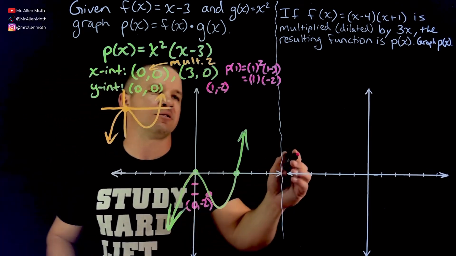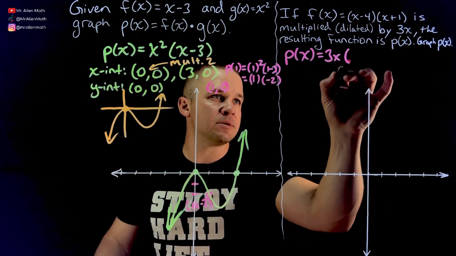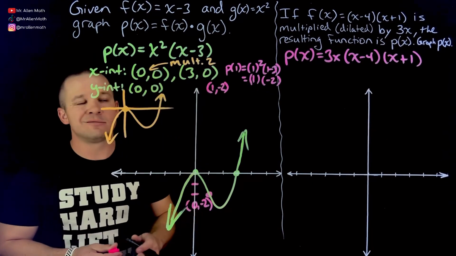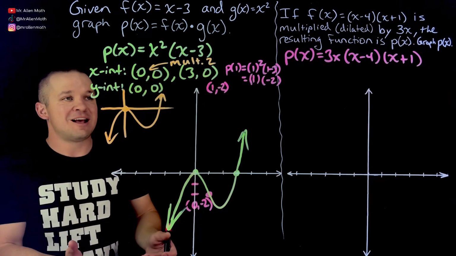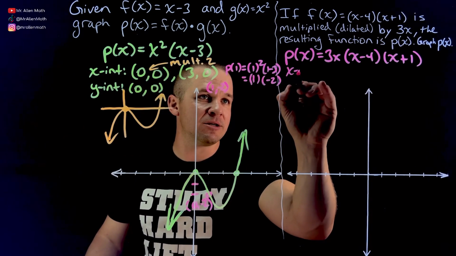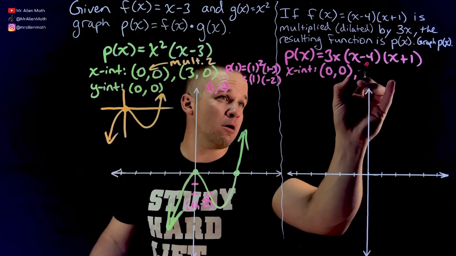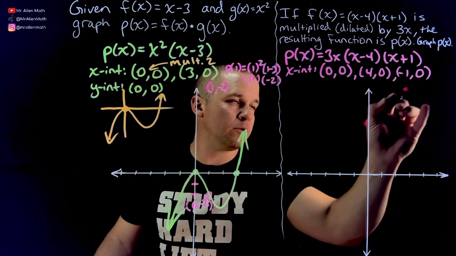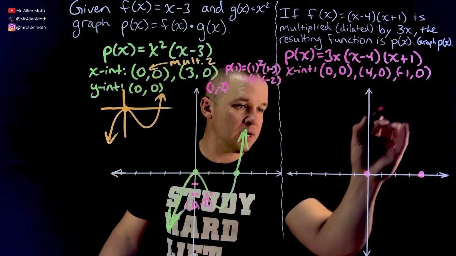Well, how about we also write it in factored form? So we'll say p of x equals 3x times x minus 4 times x plus 1. All right, so that is my factored form there. And I find that helpful for finding our x-intercepts, right? Now I've just made this problem into the same one that I just did over here. Let's find our x-intercepts. This one's going to give me 0, 0. This one, what makes this 0? 4 minus 4 is 0, so 4, 0. Here, it'd be negative 1, comma 0. Don't forget my parentheses. And we've got our 3 x-intercepts: 0, 0; 4, 0; negative 1, 0.